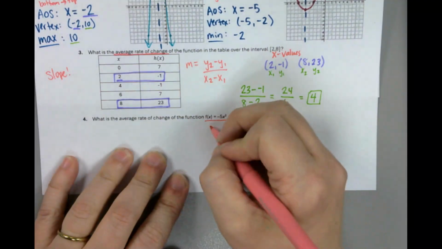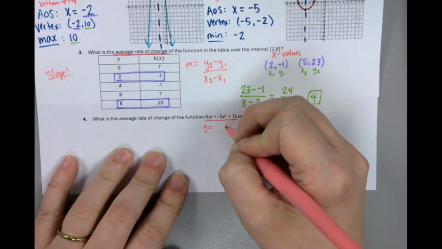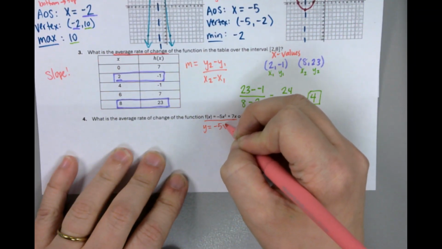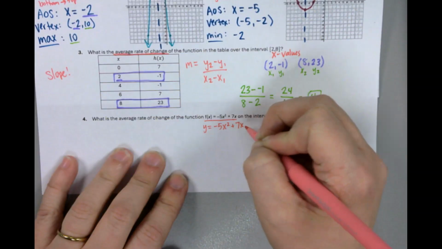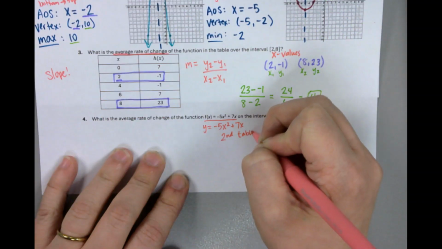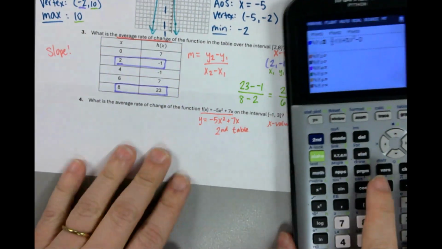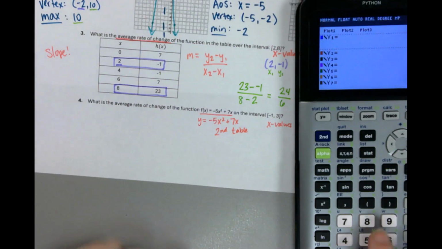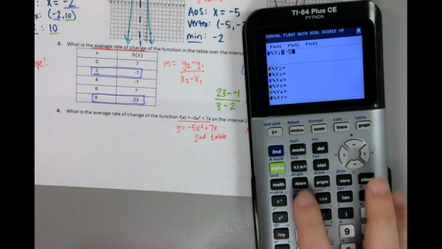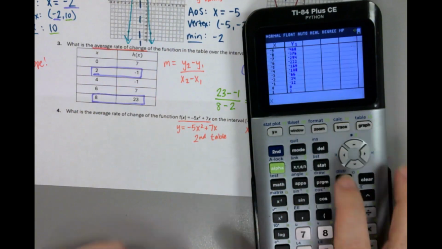If we put this in our calculator and we look at the table, then it'll generate a table just like this one. So y equals -5x squared plus 7x, second table.